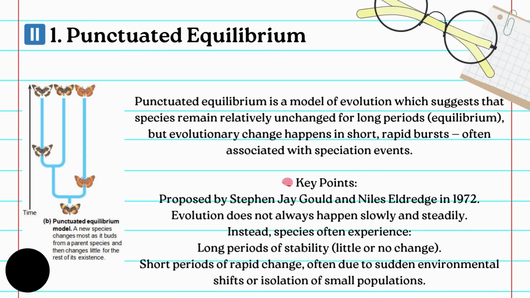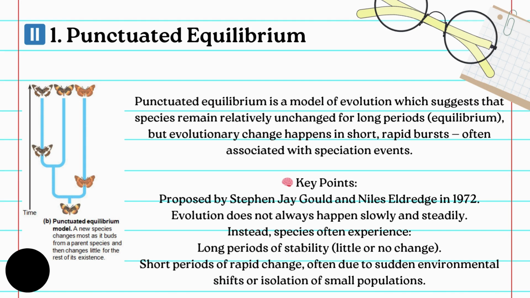So now we're looking at punctuated equilibrium. Punctuated equilibrium is a model of evolution which suggests that species remain relatively unchanged for long periods, but evolutionary change happens in short, rapid bursts, often associated with speciation. So this was proposed by Stephen J. Gould and Niles Eldredge. I don't know if I'm pronouncing that properly, excuse me for that.